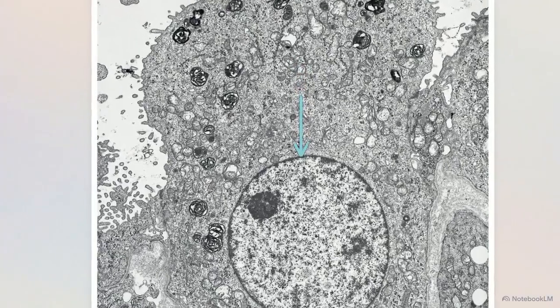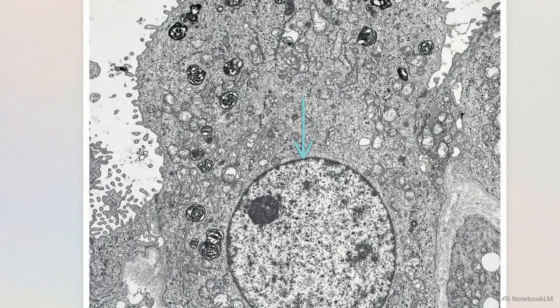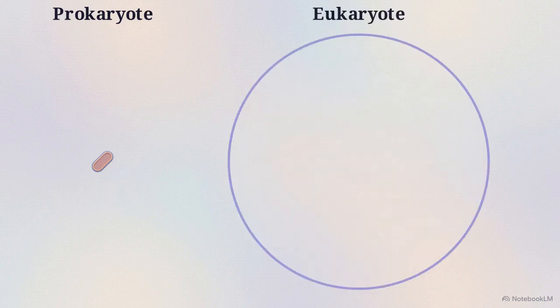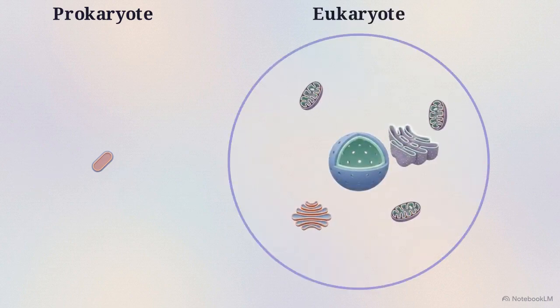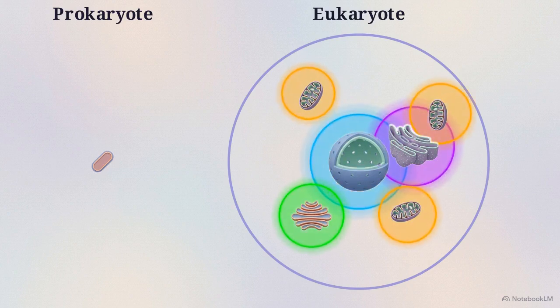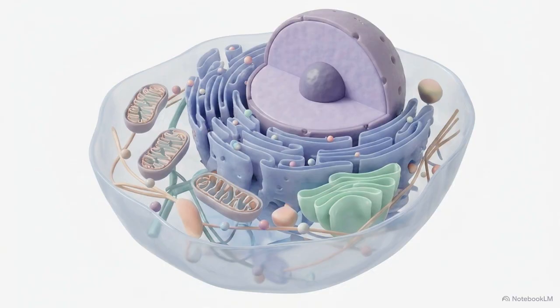As you can see here, eukaryotic cells solve the space problem by building internal walls. A eukaryotic cell is significantly larger than a bacterium. To manage that extra volume, it relies on membrane-bound compartments to isolate specific chemical reactions, turning a chaotic soup of cytoplasm into a highly efficient factory.